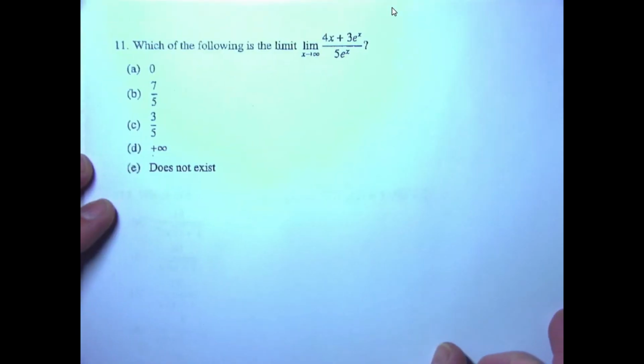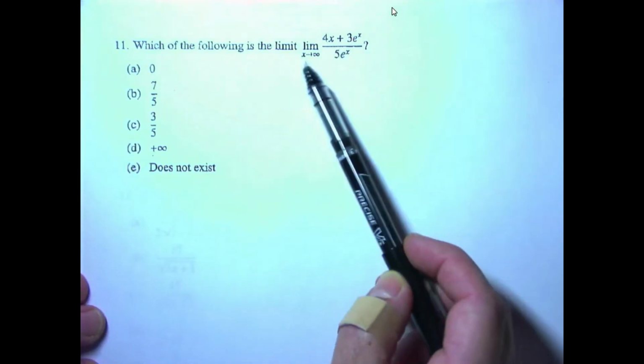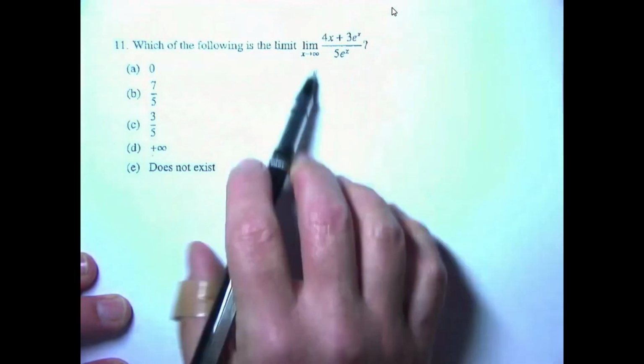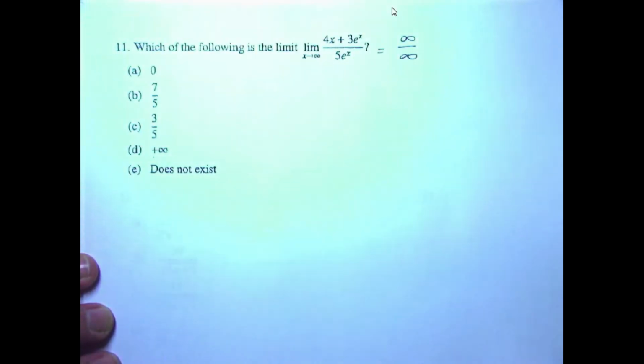All right, problem number 11. Which of the following is the limit as x approaches infinity of (4x + 3e^x) divided by 5e^x? If we plug in infinity here, I'm going to just see what we're dealing with. We get an infinity in the top, and an infinity in the bottom. And frankly, I enjoy seeing infinity over infinity because this means I don't even have to clean anything up.